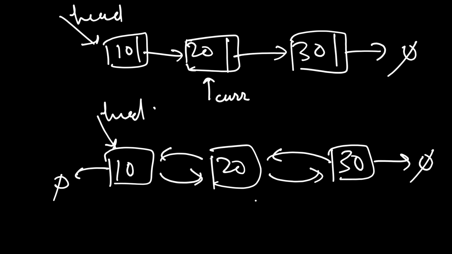So if we are currently at this position, then if we do current next, we will know 30. And if we do current previous, then we will know it's 10. So we can move in both directions, traverse in forward direction as well as backward direction. This is not allowed in singly linked list.